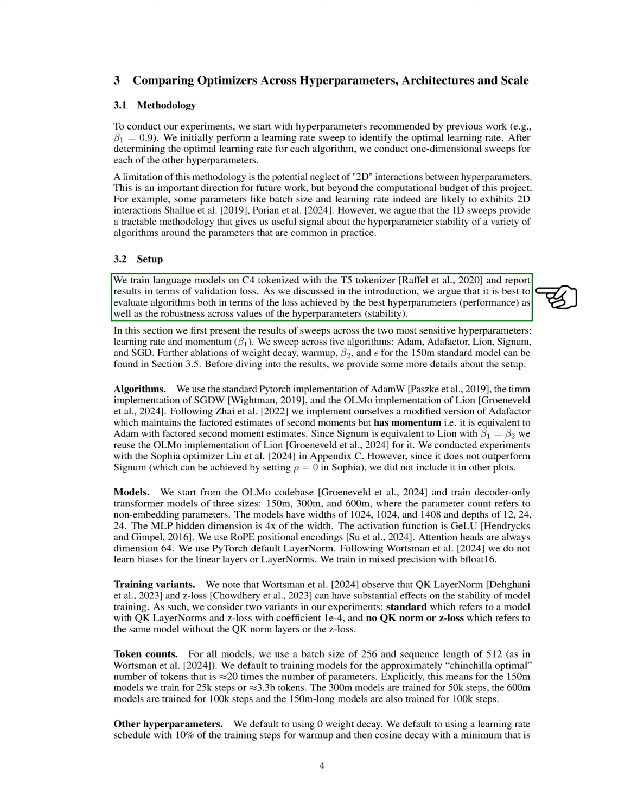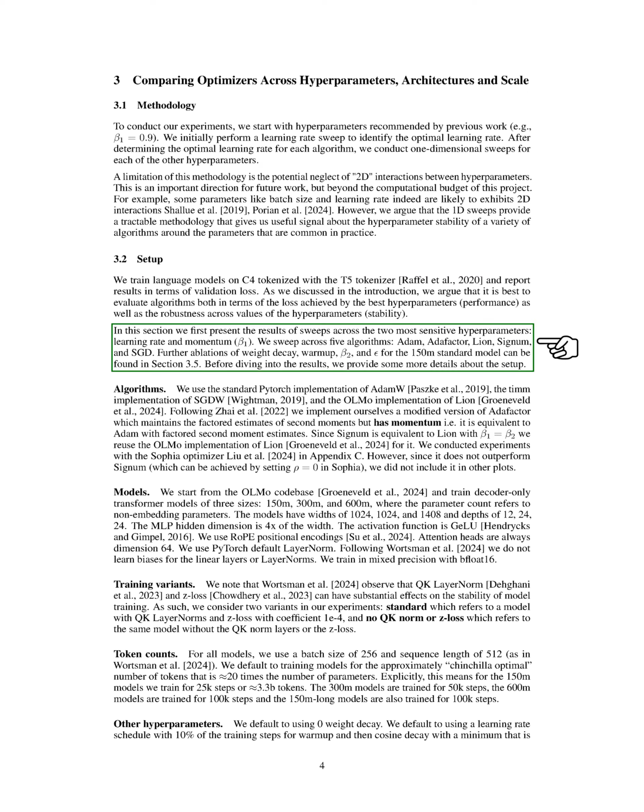As mentioned earlier, we believe it is essential to evaluate algorithms based on both their performance with the best hyperparameters and their stability across different hyperparameter values. In this section, we present the outcomes of sweeps for the two most sensitive hyperparameters, learning rate and momentum, beta_1. We compare 5 algorithms: ADAM, Adafactor, Lion, Signum, and SGD. Additional analyses for weight decay, warm-up, beta_2, and epsilon for the 150M standard model can be found in the appendices.